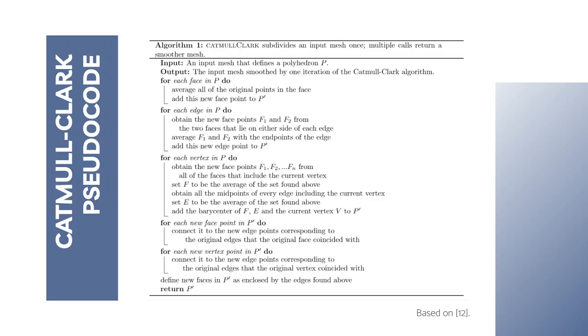Now that our average face points, average edge points, and new vertices have been added to our data structure, all that is left to do is finish the data structure by constructing its faces and edges. Thus, we see that this is very similar to the Du-Sabin scheme, but applies different weights to achieve different results.